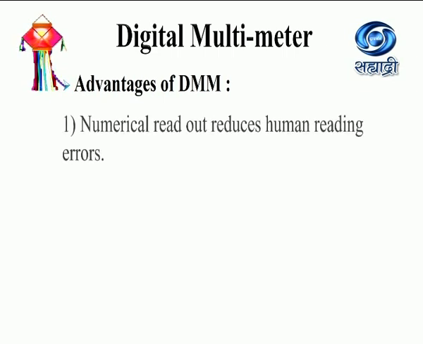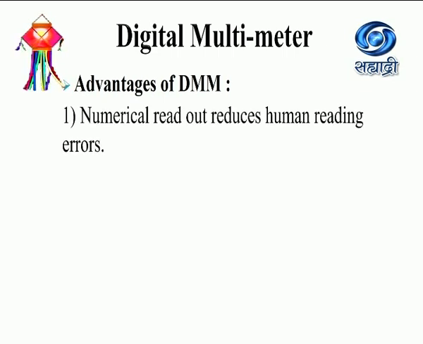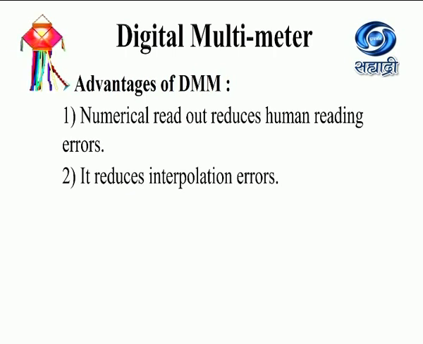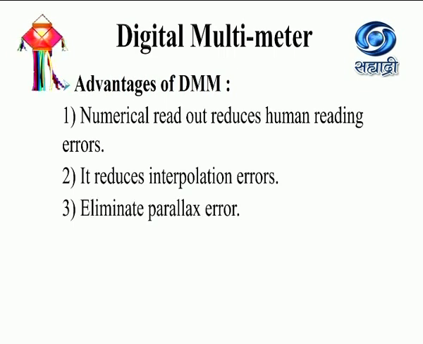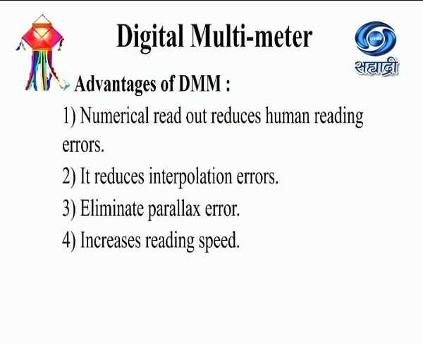The first advantage is numerical readout reduces human reading errors. The readouts which are available in digital form, that's why human reading errors are reduced. It reduces interpolation errors also. So we can use this digital multimeter to reduce interpolation errors. It eliminates parallax error. It increases reading speed.